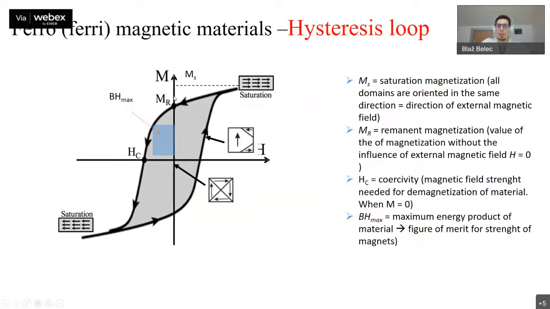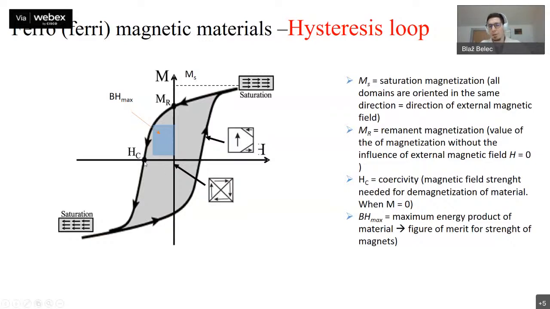we call it remanent magnetization. So, value of the magnetization without the influence of the magnetic field. Then we start to flip the magnetic field to the negative side so that we demagnetize the magnetic material, so that the field in the material is zero. This is coercivity. So, the magnetic field strength needed for the demagnetization of the material, and magnetization M is zero.